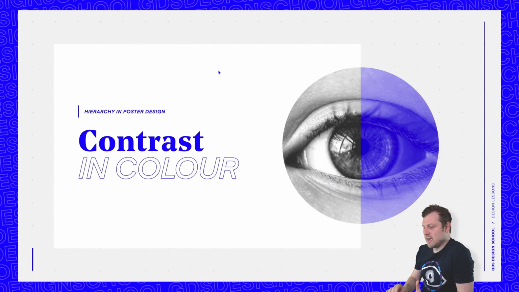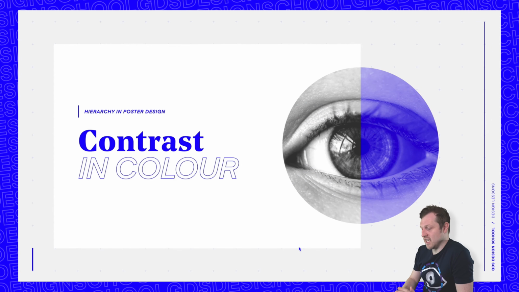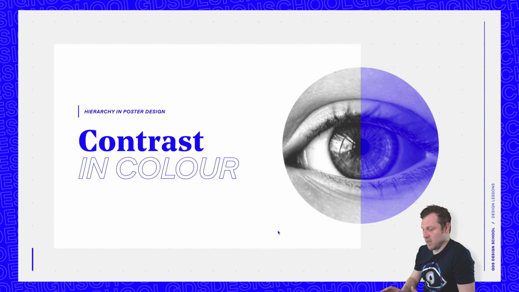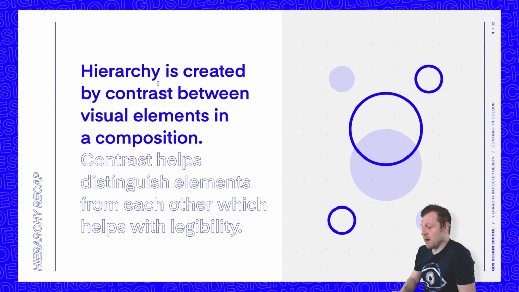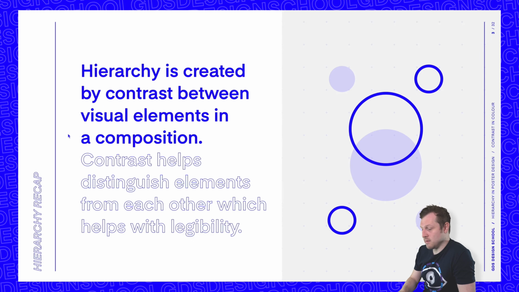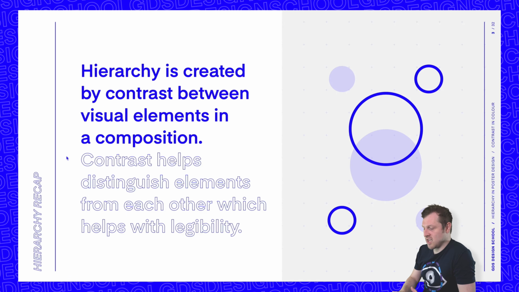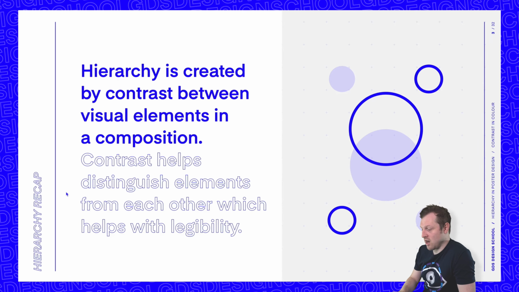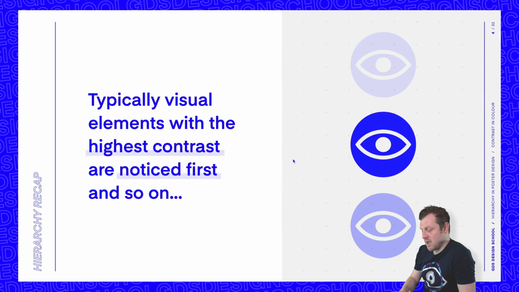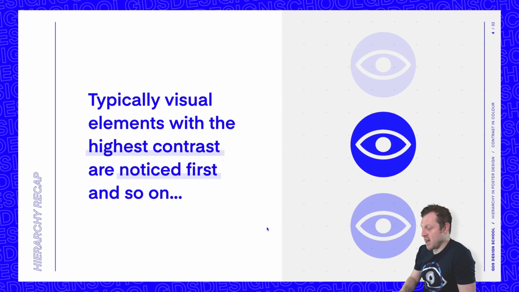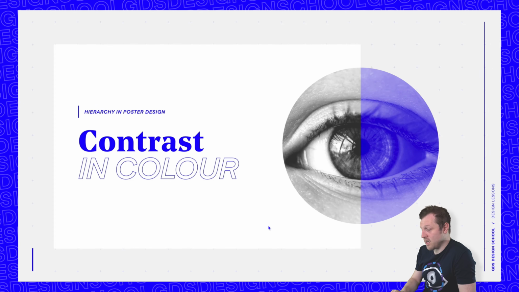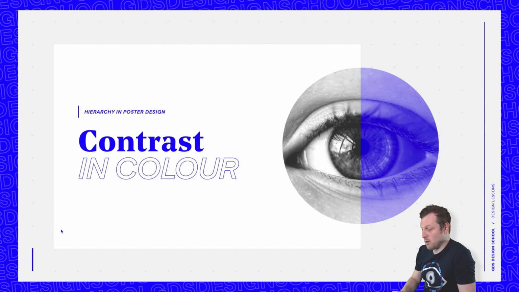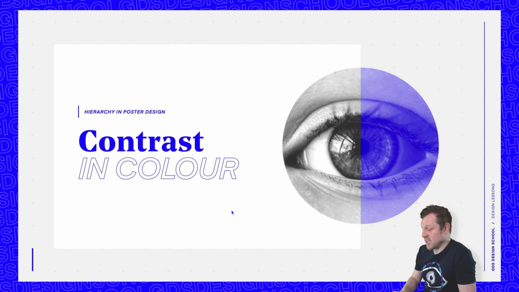Okay, so let's take a look at how contrast in color can help develop visual hierarchy. Now, a quick recap. Visual hierarchy is created by contrast between visual elements in a composition. Contrast helps distinguish elements from each other, which helps with legibility. Typically, visual elements with the highest contrast are noticed first, and so on. And one of the key ways to achieve contrast in a poster design is with contrast in color.